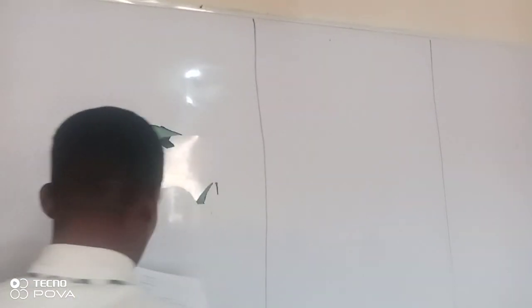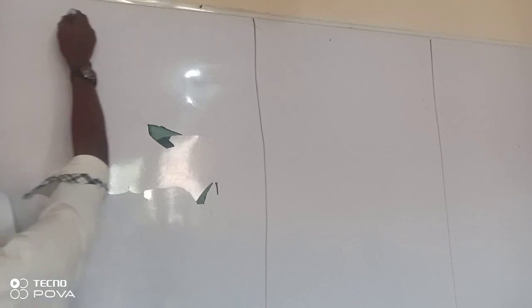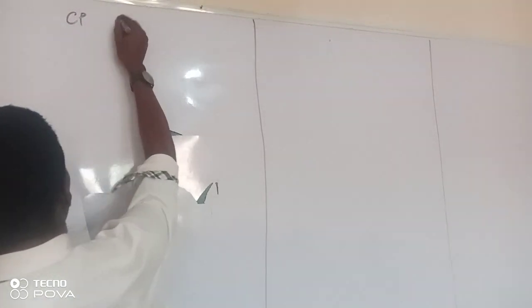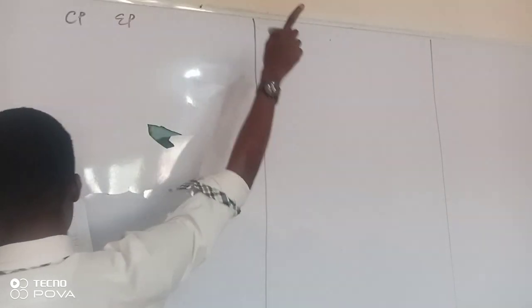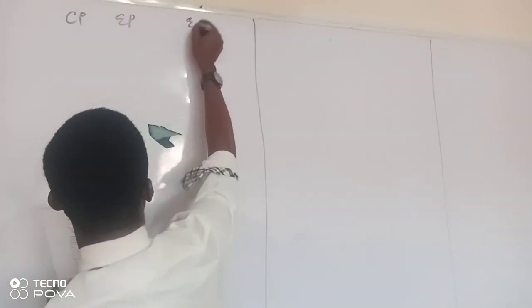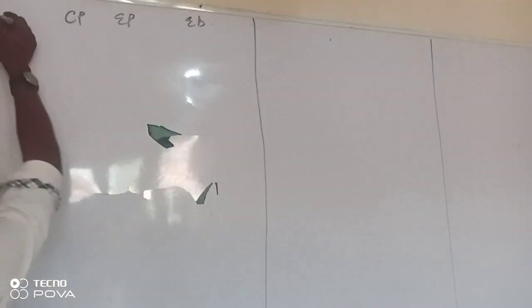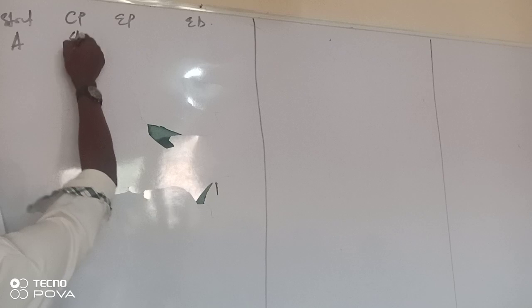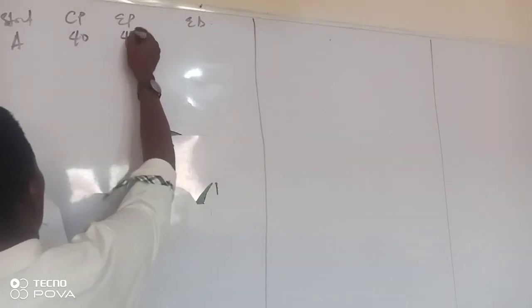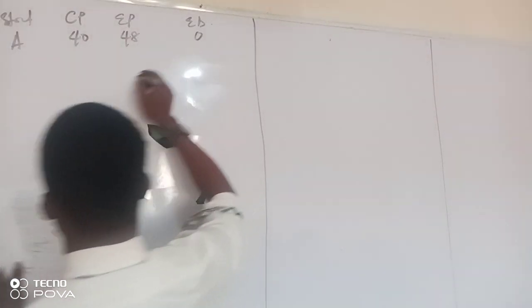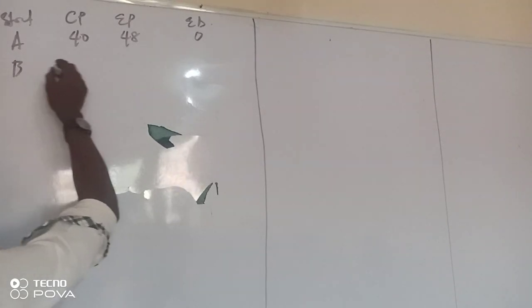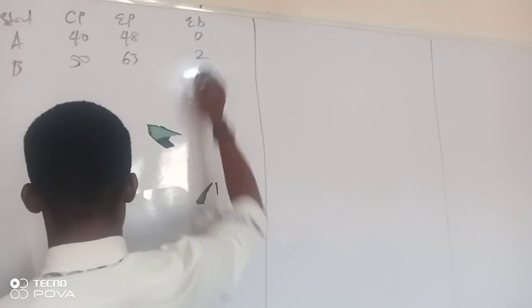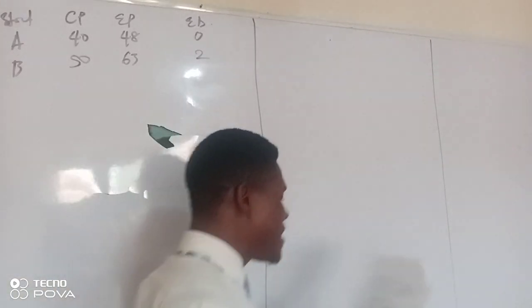Look at it. We have stock A. We have their current price, the expected price in 1 year's time, and the expected dividend. For stock A, we have 40, 48, and 0, no dividend. For stock B, we have 50, 63, and 2.